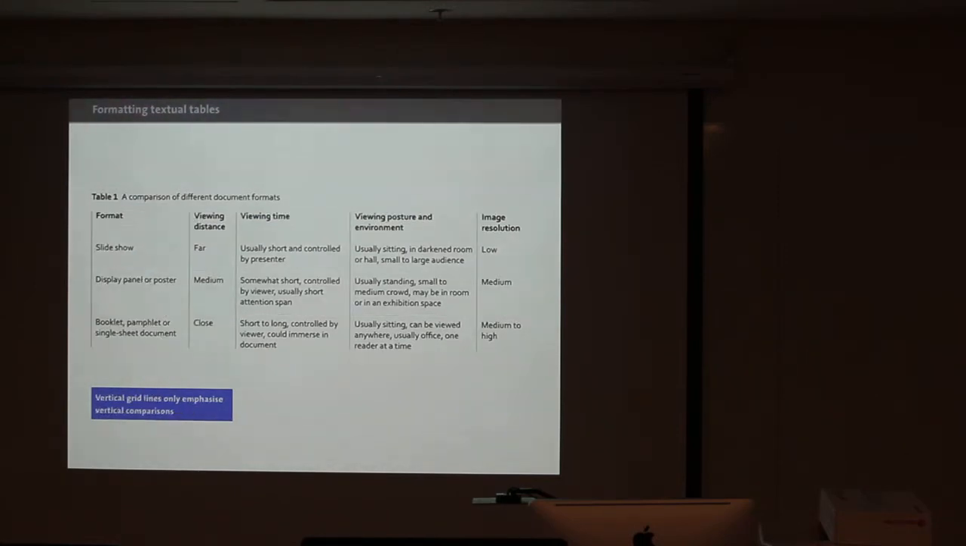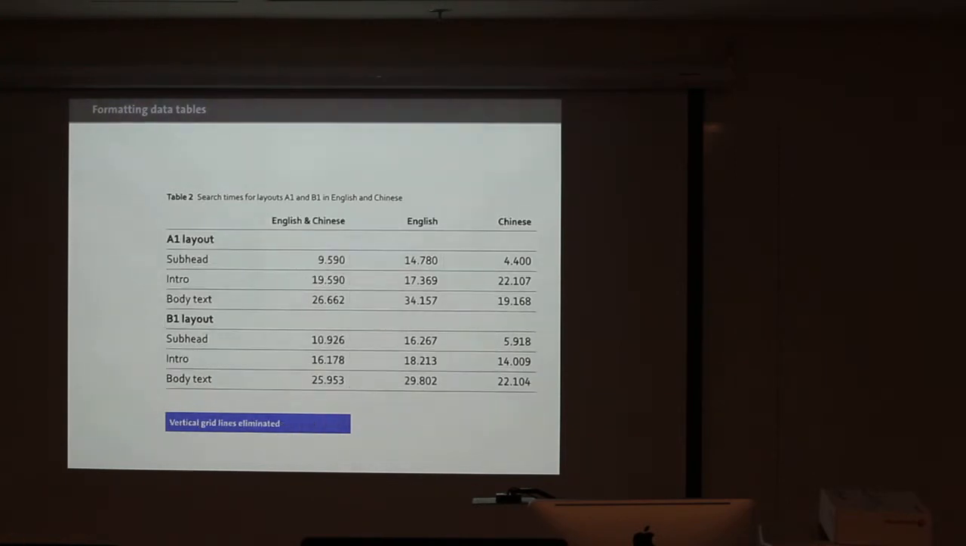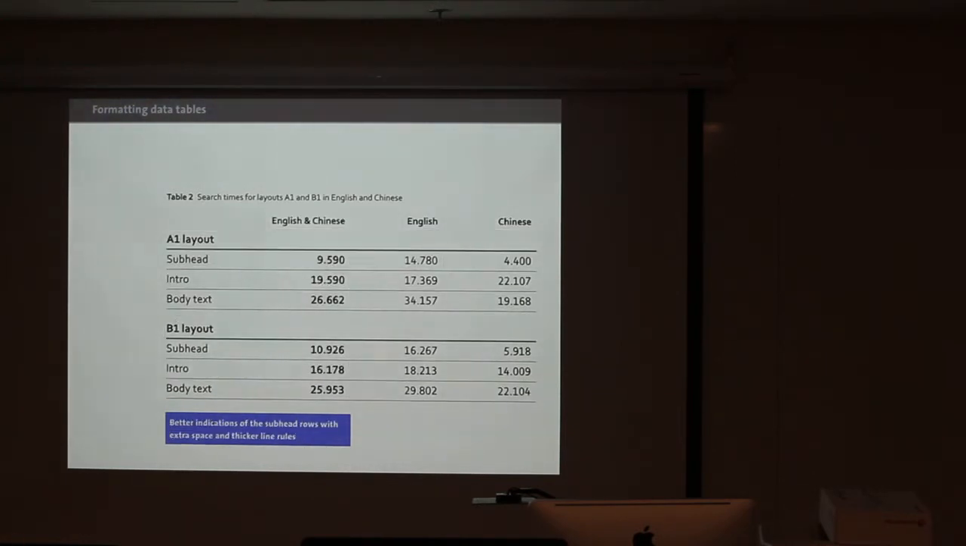If you want to use vertical lines, that means you might want to emphasize the vertical comparisons a bit more than the horizontal, right? So these are ways to improve access to information through the use of typography. This is a data table. Data table means you have numerical data you can compare. So again, you do things like that. You can emphasize a certain column. You can emphasize the subheads.